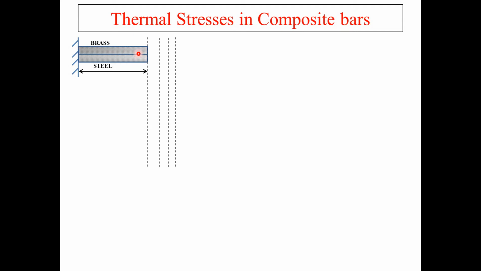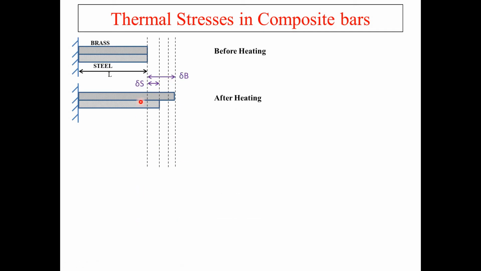Now this is the case before heating. If you heat the bar, for the sake of convenience, the brass will freely expand up to this point, and the steel will freely expand up to this particular point. So that is the free expansion of brass and the free expansion of steel. The free expansion of brass will be delta B, and the free expansion of steel will be equal to delta S.